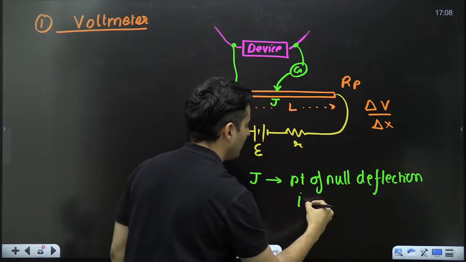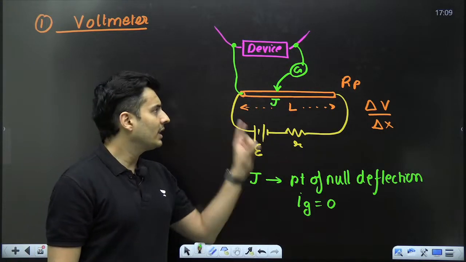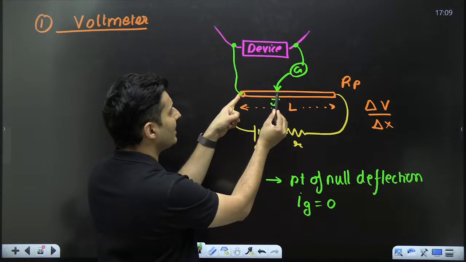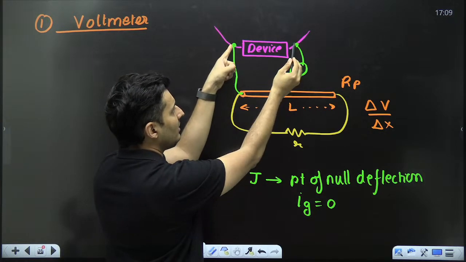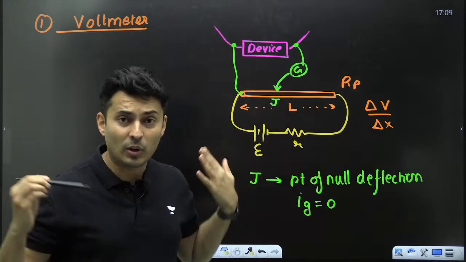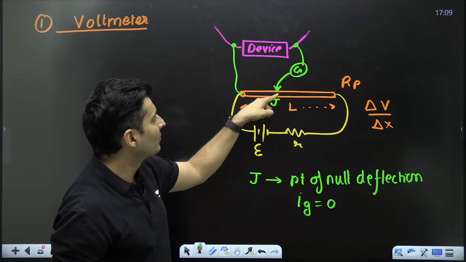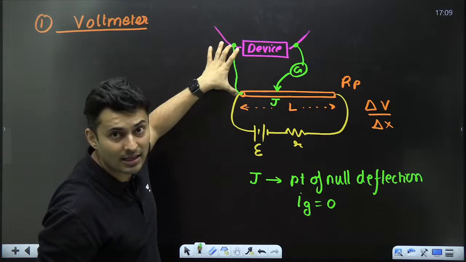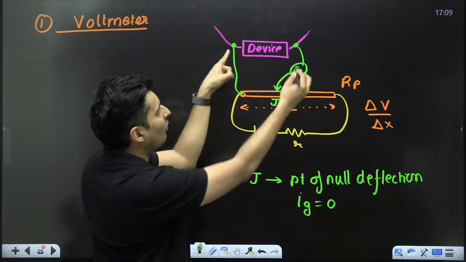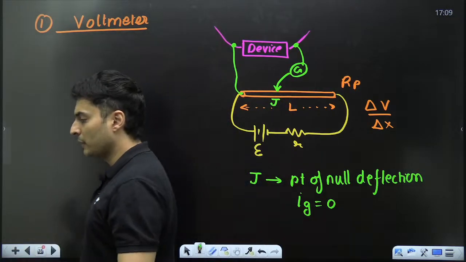Null deflection means the current through the galvanometer is basically 0. When the current flowing through the galvanometer is 0, it means that whatever voltage is there between these 2 points is also the voltage between these 2 points. That's why current did not flow. When does current flow? Current flows when there is voltage difference. But actually, this point and this point have the same voltage. Anyways, these 2 points were connected with a wire, so they have the same voltage. So if there is no current flowing, that means there is no voltage difference here. So whatever difference is there here is the same difference here. Is that logic clear? Let me know.